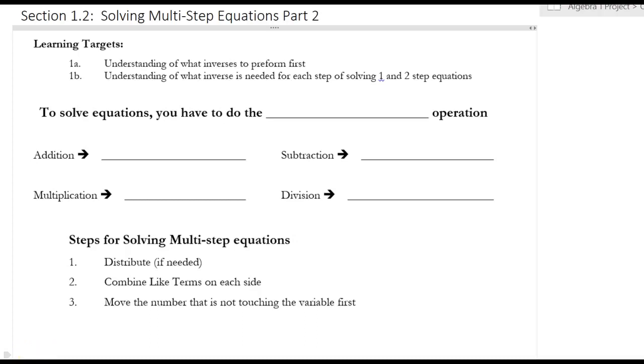Okay, so what we're doing now is section 1.2. We're going to finish it up, solving multi-step equations. This is part 2.